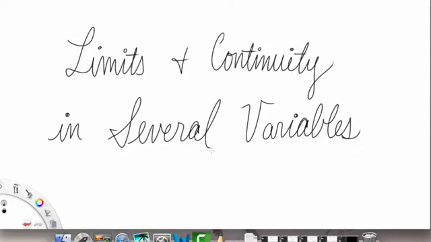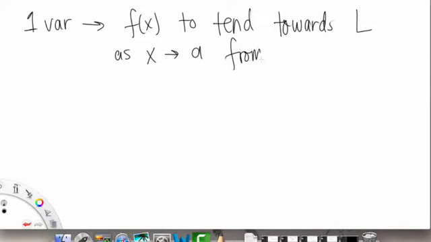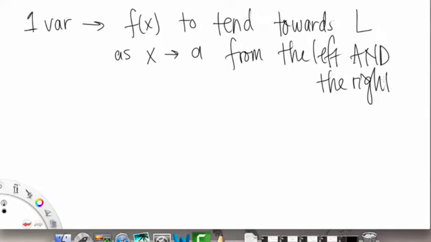Hello and welcome to the video on limits and continuity in several variables. So if we recall, let's go back to the limit definition in one variable. For the limit to exist, that requires f of x to tend toward some limit L as x approaches some A, from the left and the right. So it had to approach the same limit from both directions.